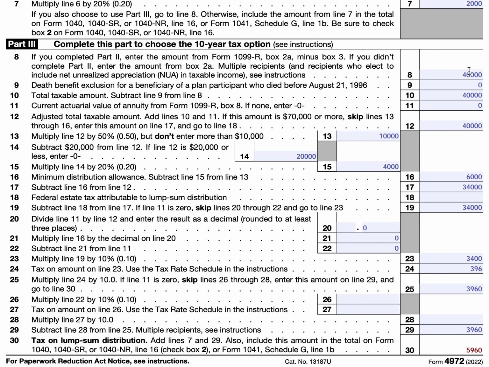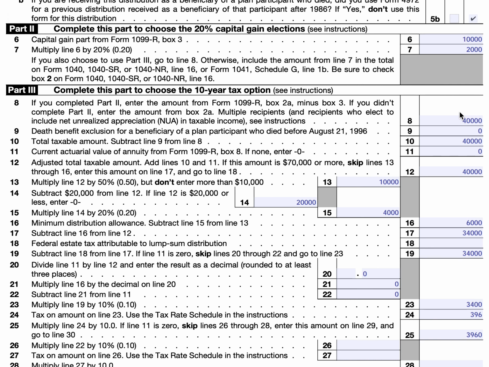So as I previously mentioned, in line 8, we're going to enter the other $40,000 from John's 1099-R, box 2A. So the entire amount was $50,000. We subtracted the box 3 amount up here, the $10,000. So this is the remainder. It's $40,000. There was no death benefit exclusion, so that's the total amount that we're choosing the 10-year tax option on.